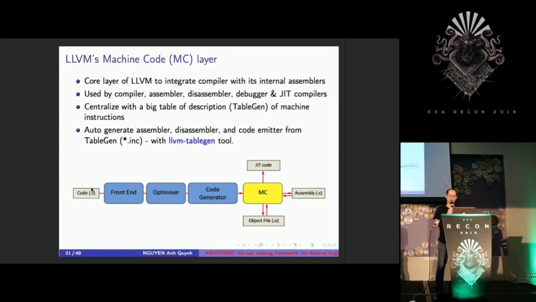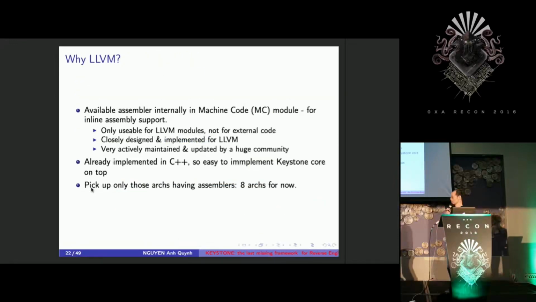And they have a tool named LLVM TableGen to generate include files for LLVM from those TableGen files. So the reason I chose LLVM to build Keystone is because LLVM is an assembler framework, right? So it should support inline assembly for compilers, which means it already has an assembler inside the MC component. But keep in mind that MC is only built and usable for LLVM and nothing else. It's closely designed and implemented only for LLVM, not for external processes, not for external tools.